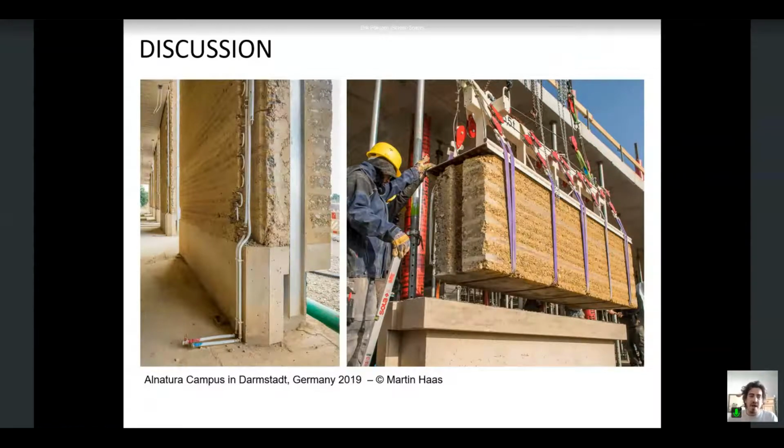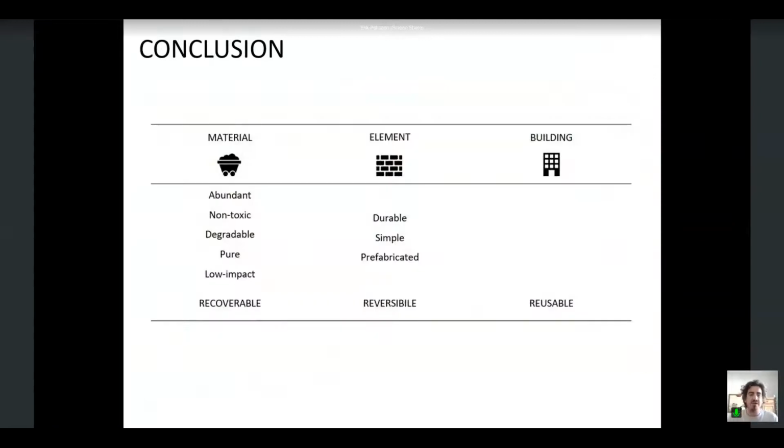So while in the eyes of many, water is seen as the enemy of Earth, it may be considered as a friend from a circular perspective. And to conclude, it can be said that Earth architecture shows circular potential at different scales, and some circular principles really show opportunities, such as the recovery of urban excavation soils, the reversibility of earthen building components, and the reusability of other materials in earthen buildings.